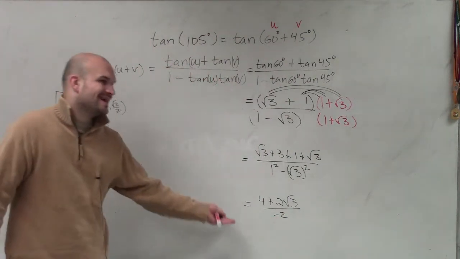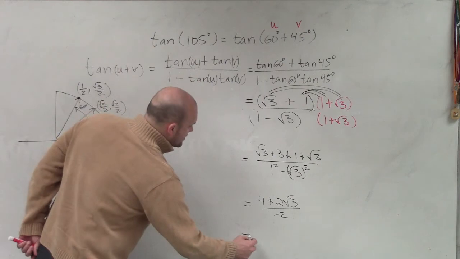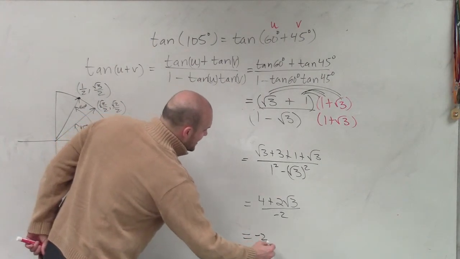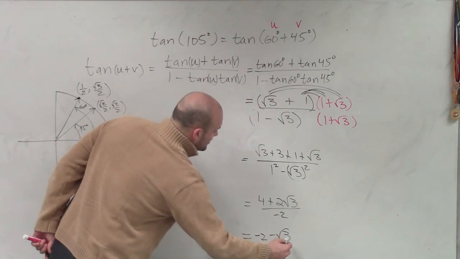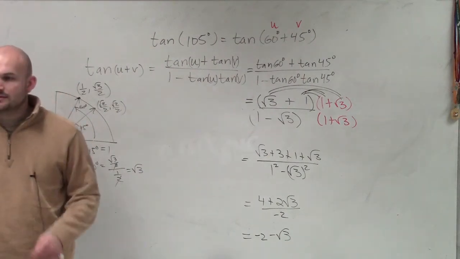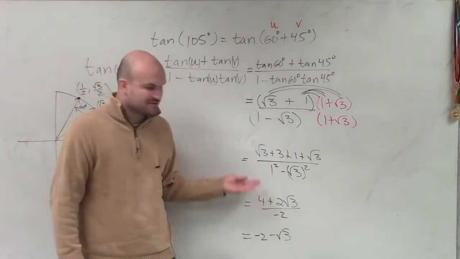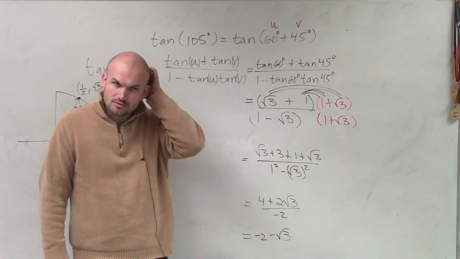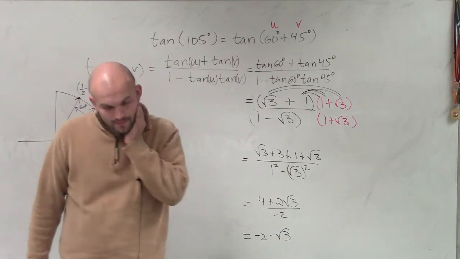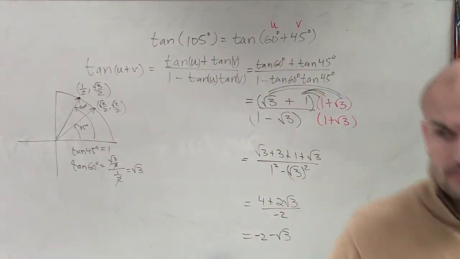Now I can divide that negative 2 into both of those values. So my final answer is going to be negative 2 minus the square root of 3. So I divided that negative 2 into both those values. OK? Cool? Okay. Yes?